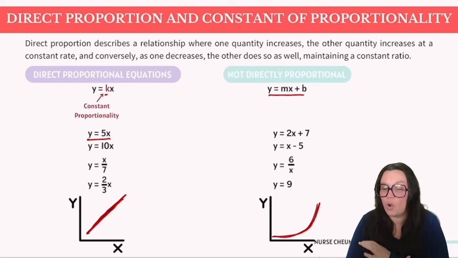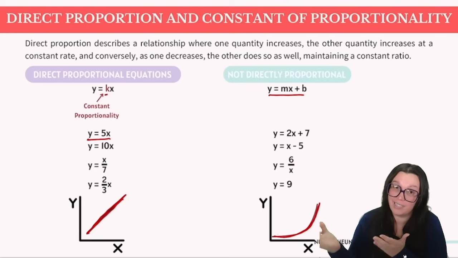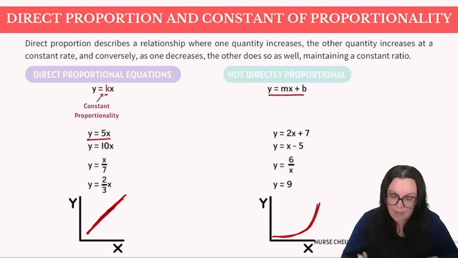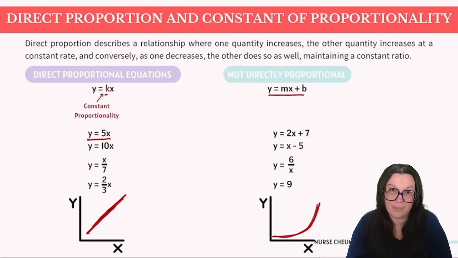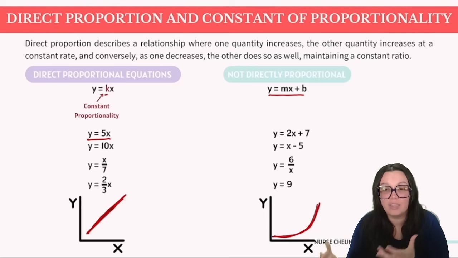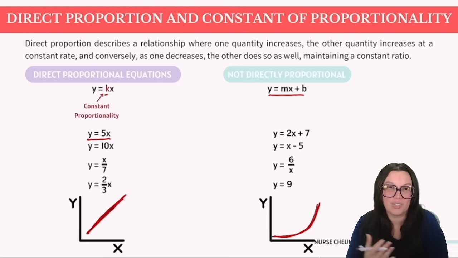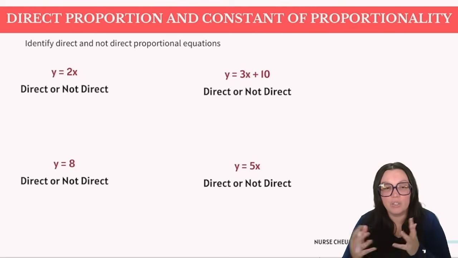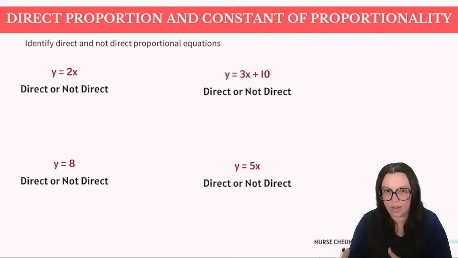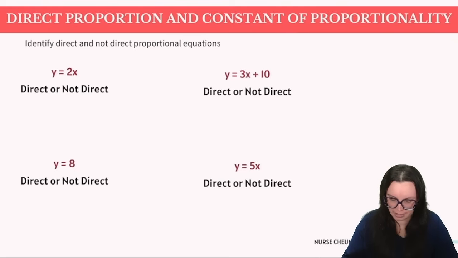In this case, only if b is equal to 0 would we actually have a direct proportional relationship. So I've listed a couple of equations here on your slide to help you identify the differences between these two relationships so it's easy to answer these questions when you're taking the TEAS. So let's identify the differences between direct and non-direct proportional relationships.